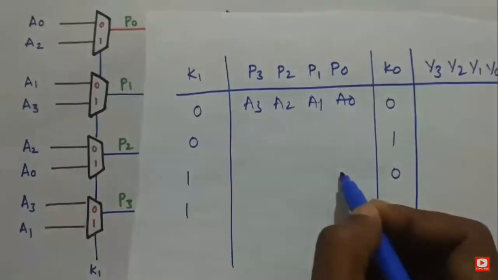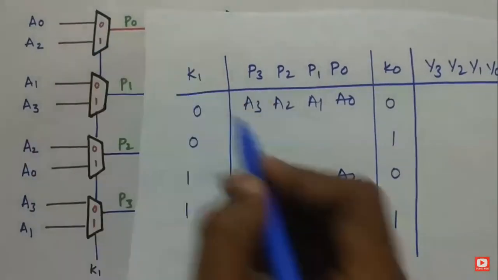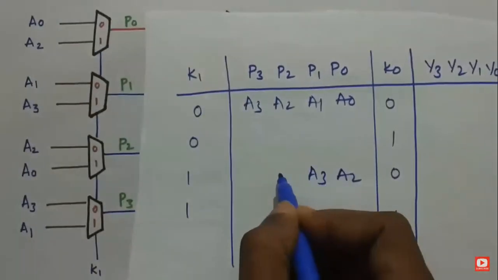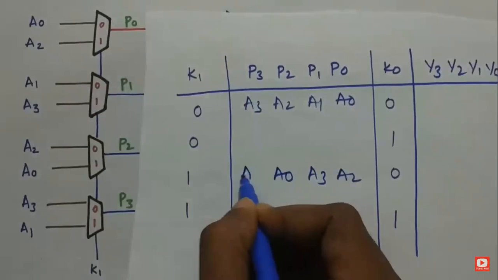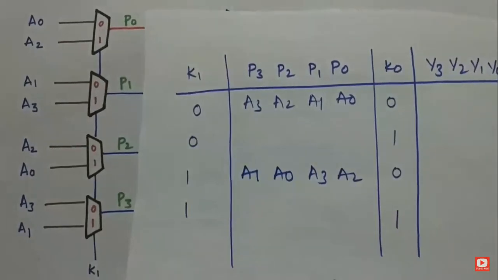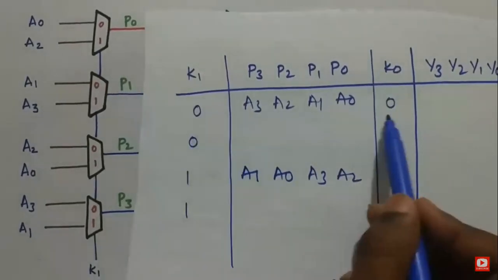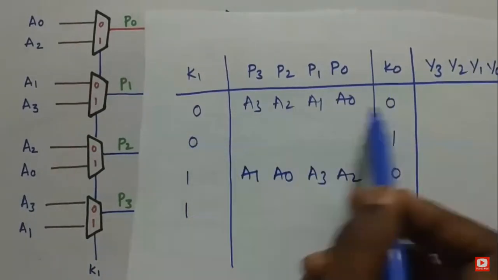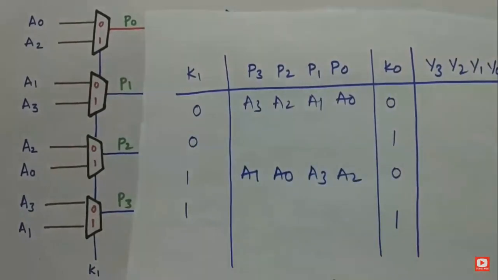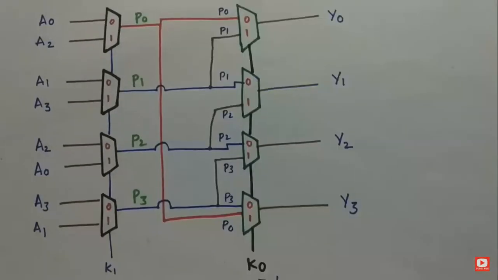That means A2 has been shifted by 2. So A2 is first, and then A3, and then A0, and then A1. I hope you get it. And I'm taking the combinations of K1 and K0: 0 0, 0 1, 1 0, and 1 1. So now let us see what happens with the K0 multiplexers.